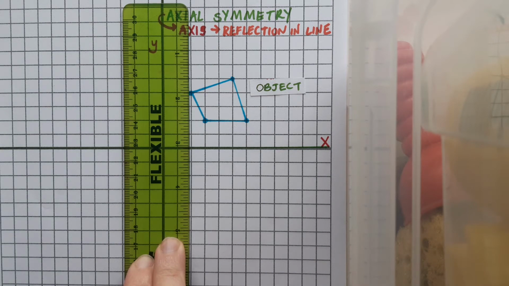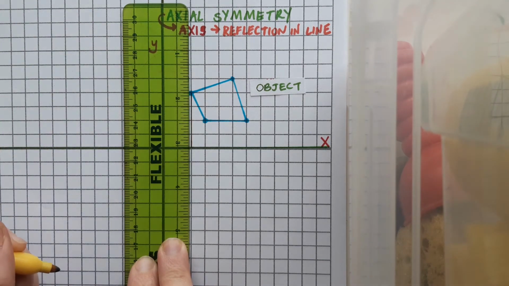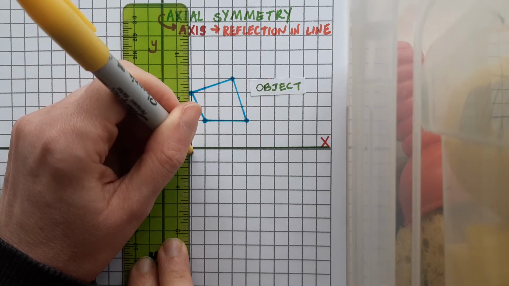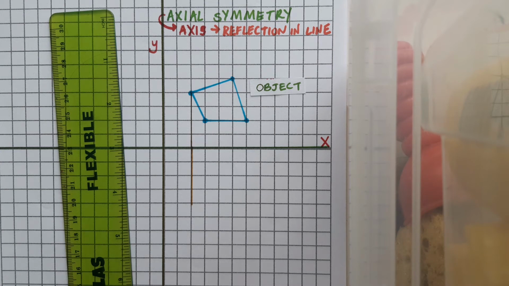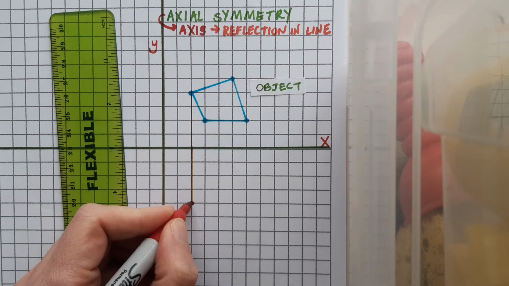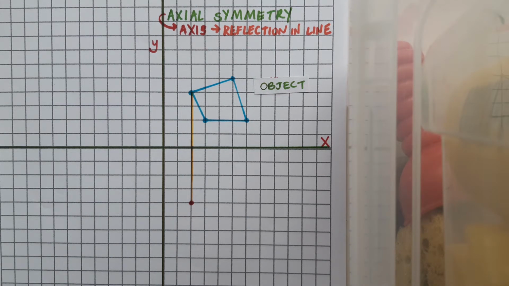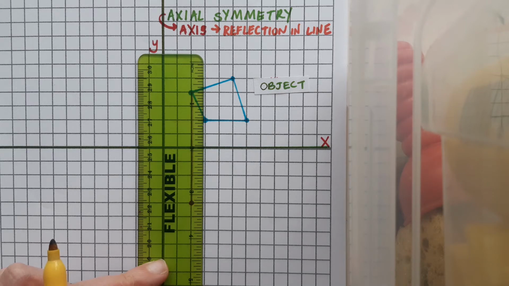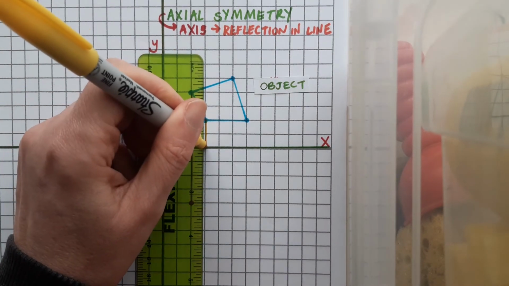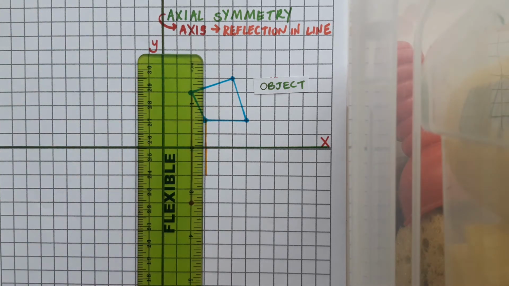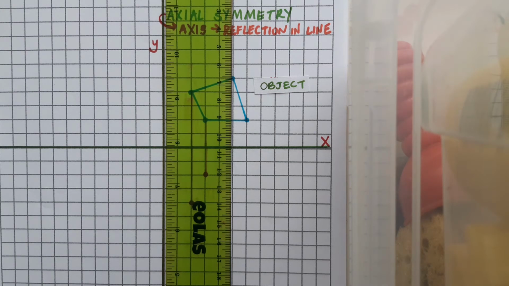I'll take each of my vertices in turn, and I'll draw a line straight down to the axis. And then I'll continue that line out the same distance on the far side of the axis. So in this case, my image point is here. I'll repeat this for the next vertex. This vertex is a distance of 2 from the x-axis. I can draw my line to the x-axis, 2 spaces, and 2 spaces out the far side. Here's my image vertex.